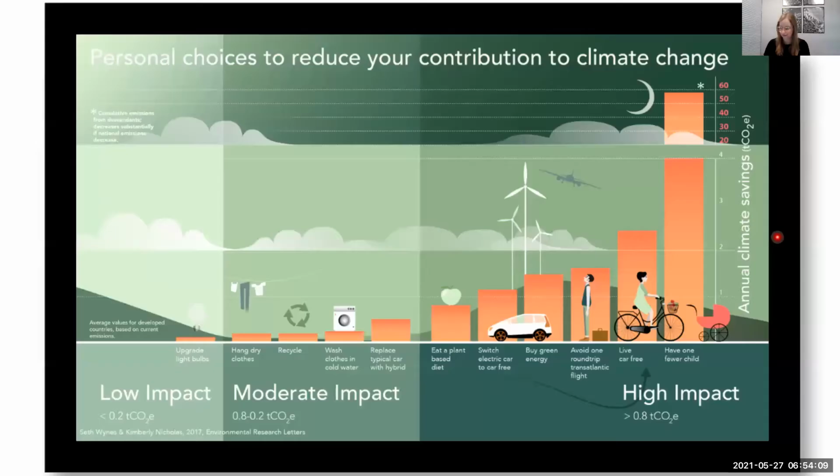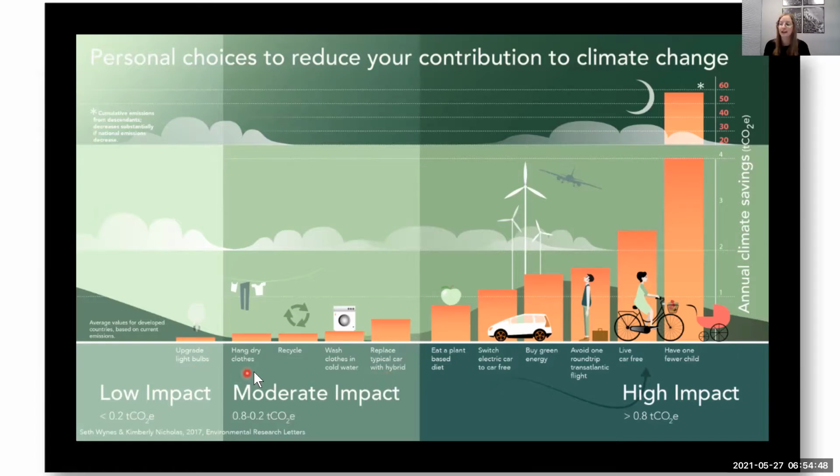And so I want to end on this slide of personal choices to reduce your contribution to climate change. I know it's a little bit light colored on light colored background. This is based on cumulative emissions, so it's like an average. Your personal impact would be different. Then we have low impact, moderate impact, and high impact. The lowest impact is to upgrade your light bulbs to not halogen anymore. Easy, cheap, and it costs less in the long run to do it. So if you haven't done that, I recommend that.